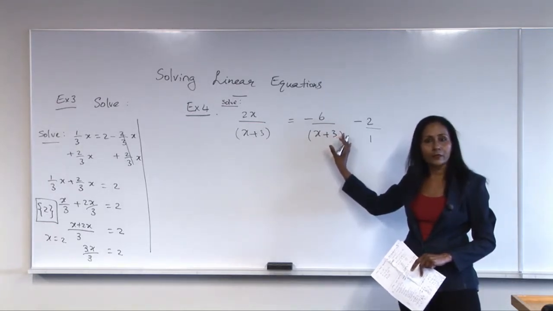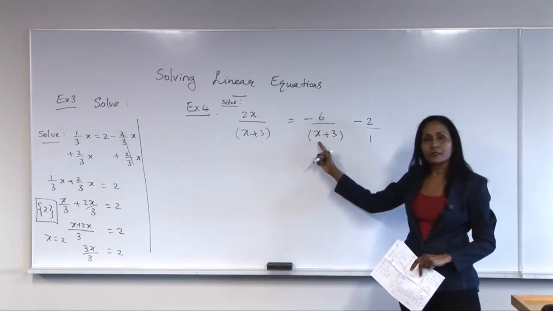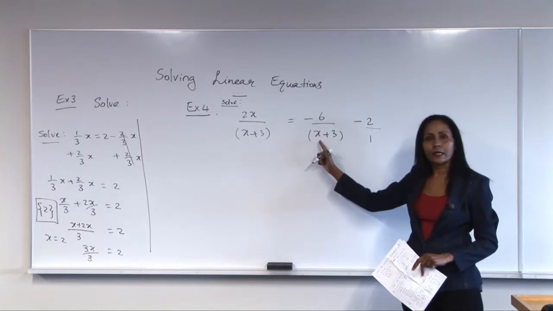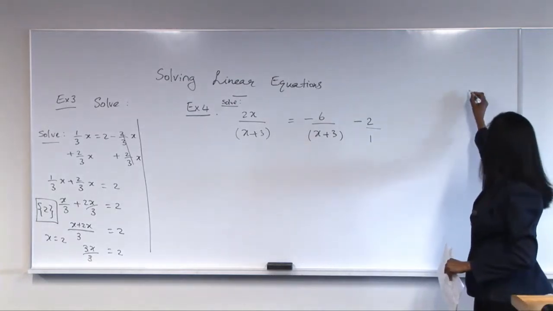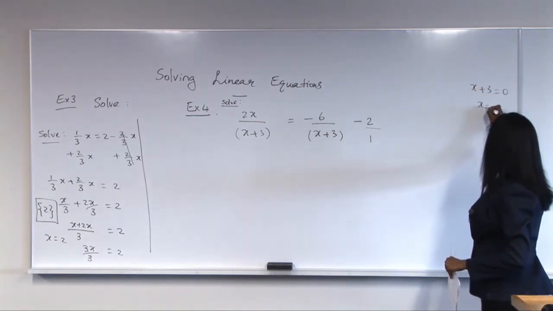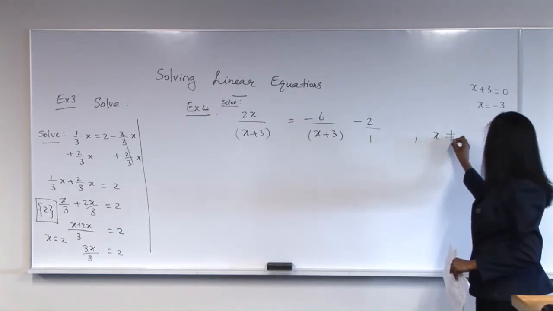Because when the denominator is 0, it's going to be undefined, right? So we have to say x plus 3 cannot be 0. That means x can't be negative 3. So you can always do it this way also: set it equal to 0 and solve for x, and say that x can't be negative 3.